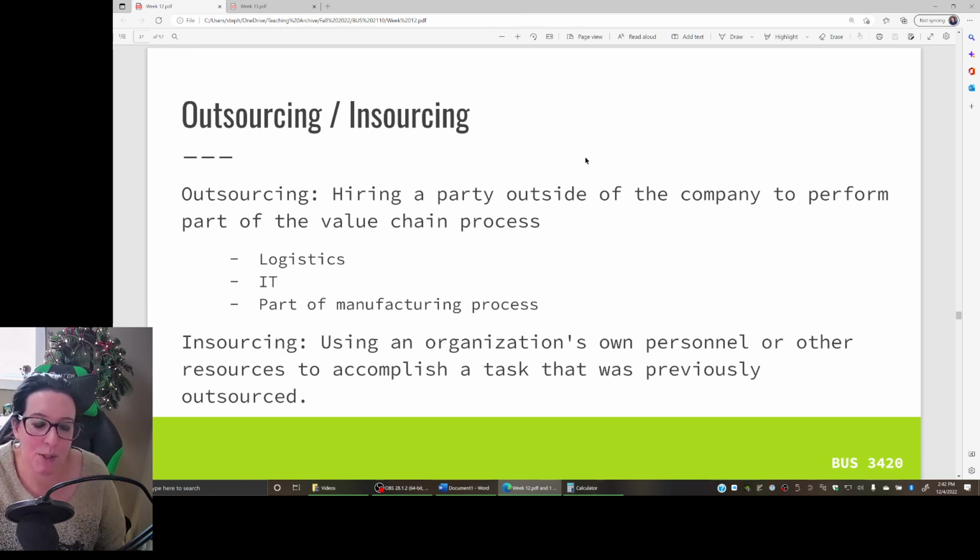You can also outsource the logistics. That is, who's going to move your products from the manufacturing plant where you make the vehicle to the car dealership. You can also outsource the planning itself of the movement of the materials. So there are companies that will actually do the planning portion. So you can have other companies, FedEx, DHL, move the material. You can outsource your IT. You can outsource parts of the manufacturing process.